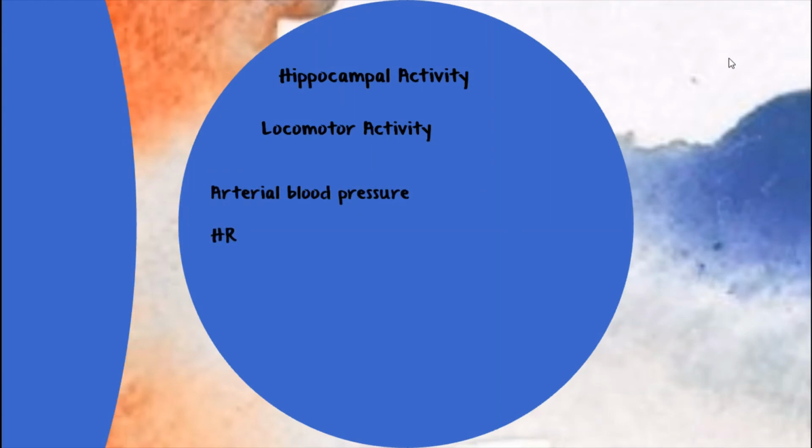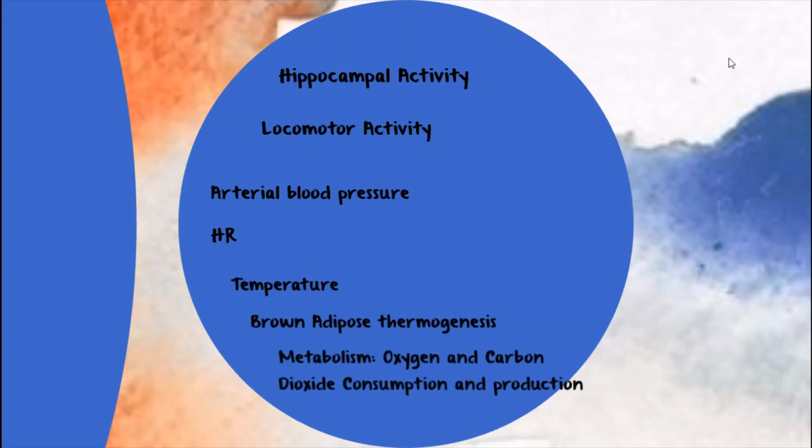Feeding itself was first initiated with an increase in the hippocampus signaling, and then this is followed by increased locomotor activity, and then increases in physiological parameters such as blood pressure, heart rate, and increases of temperature. At the same time, there's also increases in metabolism with brown adipose tissue thermogenesis, and also increased oxygen and carbon dioxide production. Together, this forms an episode of feeding, which forms an active part of the basic rest activity cycle.